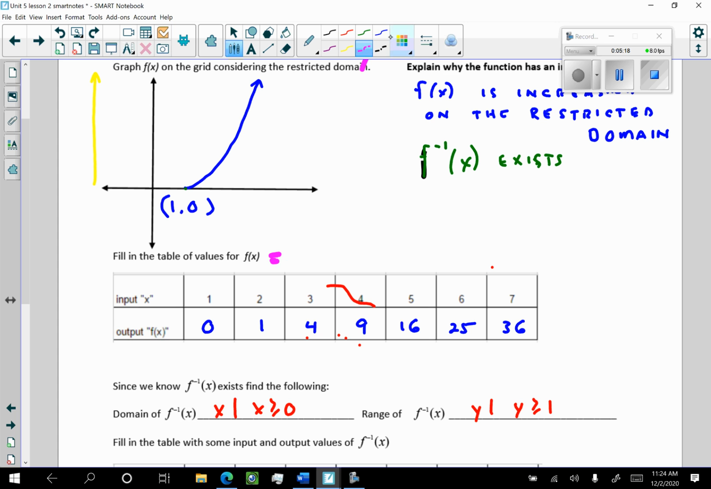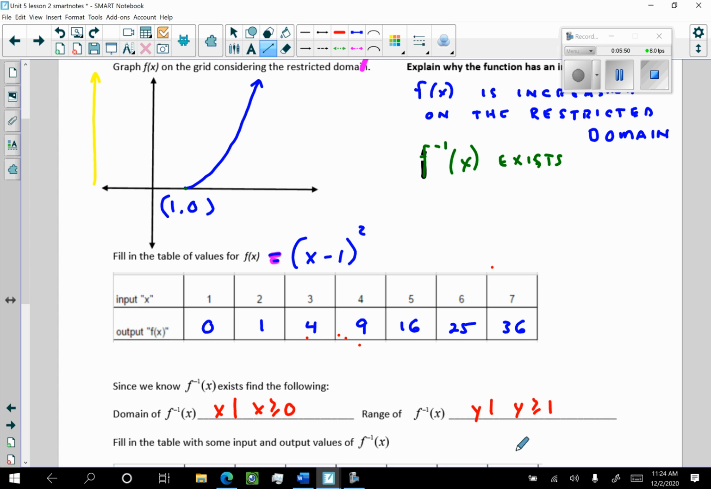I want to keep this, and I want some outputs for some specific inputs. If I put 1 in, I know it's 0. If I put 2 in, 2 minus 1 is 1, squared is 1. If I put 3 in, 3 minus 1 is 2, 2 squared is 4. 4 minus 1 is 3, 3 squared is 9. 5 gives 16, 6 minus 1 is 5, squared is 25, 7 minus 1 is 6, squared is 36.